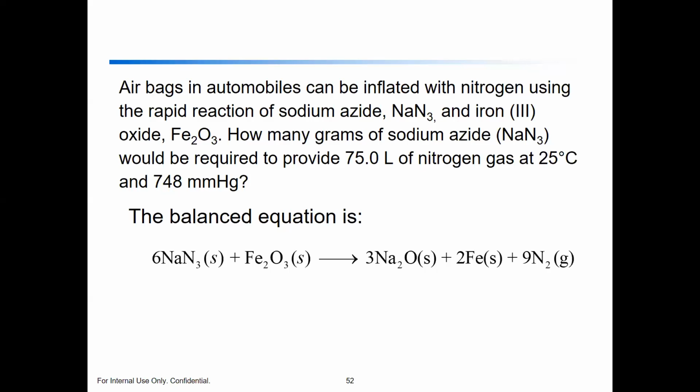So let's see what this question is asking for. Suppose you're an engineer, and you're designing a car, and you need to make an airbag. You know how airbags work in a car? Suppose you have basically this little balloon, and then what happens if the airbag gets too big? What happens to the airbag if it gets too big? Anyone know?